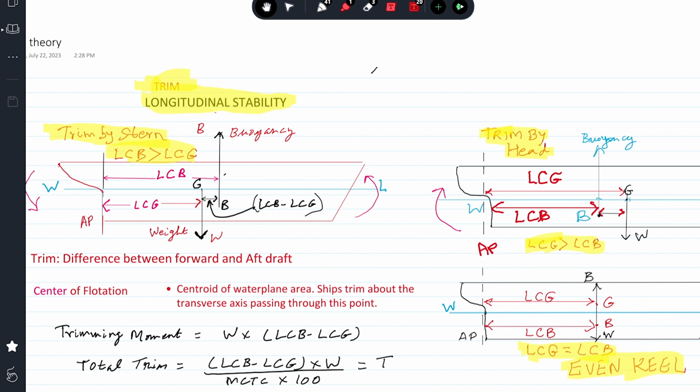These are basically Hinship problems where the hydrostatic particulars are given. Because there it is important that we don't assume that MCTC and all is constant, because it has to be taken for the final draft then.